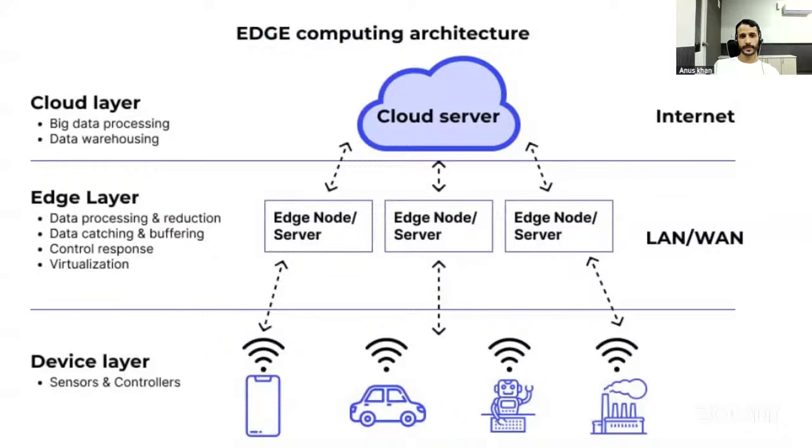Moving to the next slide. Here we have the architecture of edge computing. As you can see, guys, we have three layers: the device layer, edge layer, and the cloud layer. On the device layer, there are multiple IoT devices.